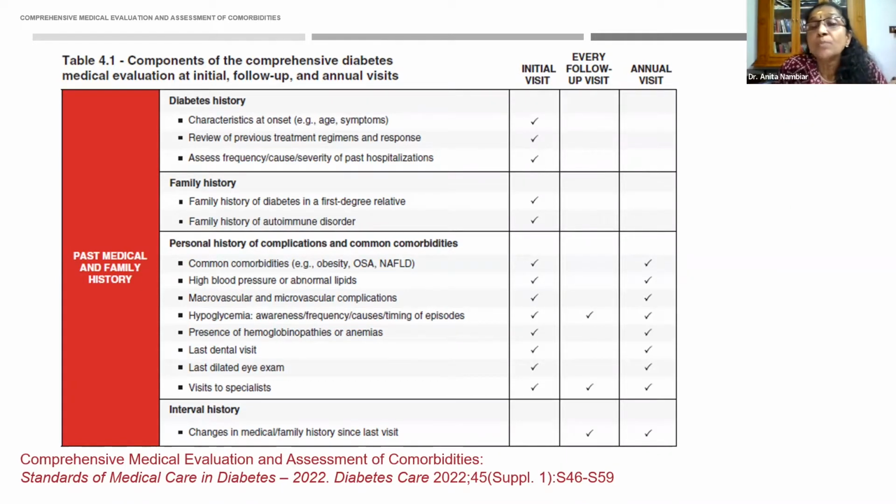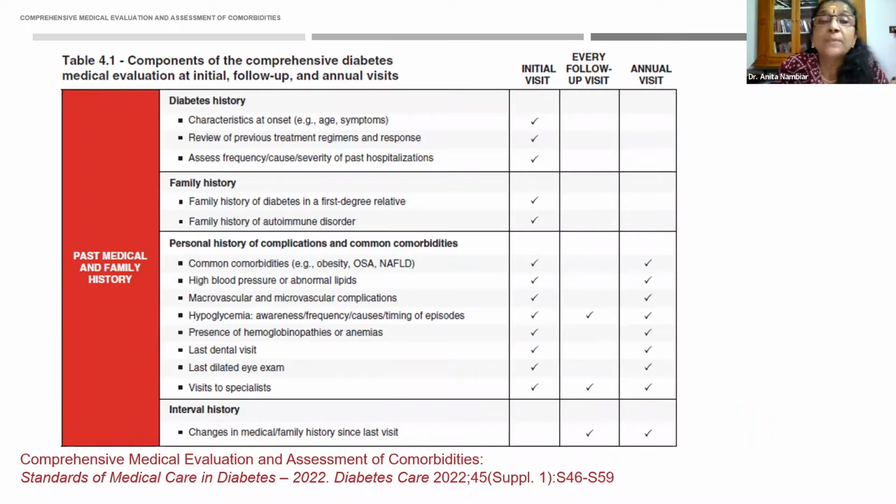And almost all the components of the initial visit are taken care of, and the same things are repeated in the annual visit as well. But there are a few things that we do not repeat when they come for a follow-up visit. So the five components of this comprehensive diabetic medical evaluation, firstly, it is past medical and family history. Then we have a behavioral concept. Then what we have is a medication and vaccination schedule, then the technology use and the social platform. These are the headings under which we do the comprehensive diabetic medical evaluation.